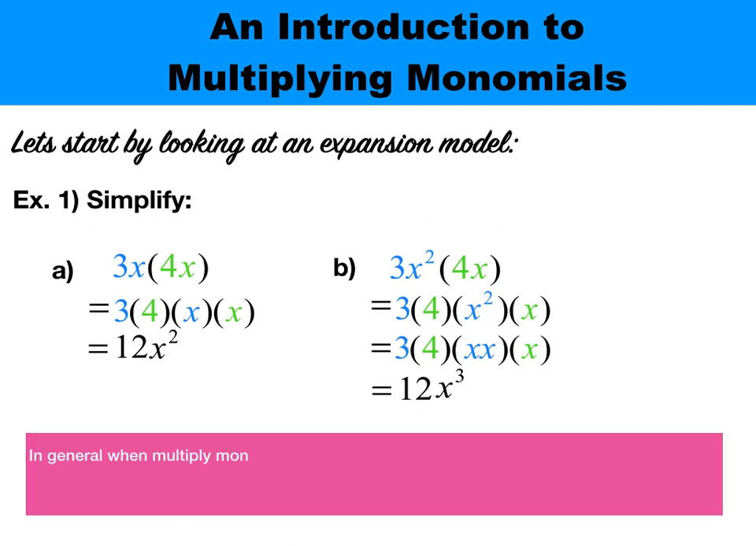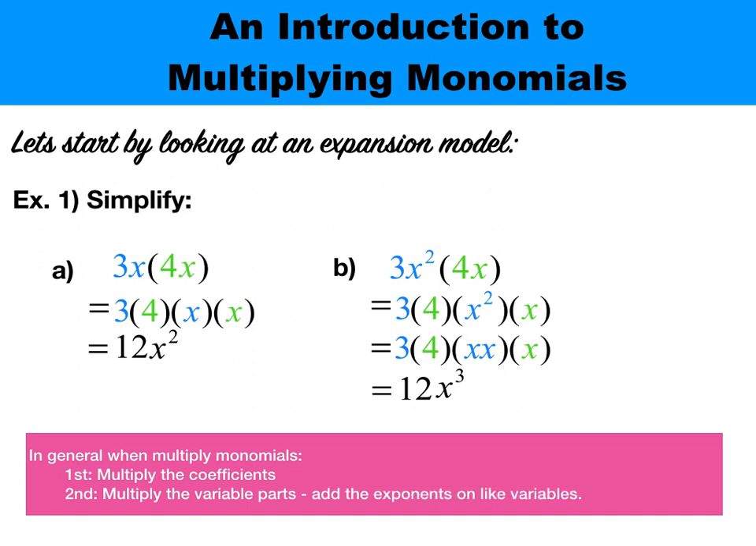In general, whenever we're multiplying monomials, we first multiply the coefficients. Second, we multiply the variable parts, and in order to multiply the variable parts, we add the exponents on the like variables. So this is what the product of powers rule is. You have similar bases, or like bases, then you add the exponents on those like variables.